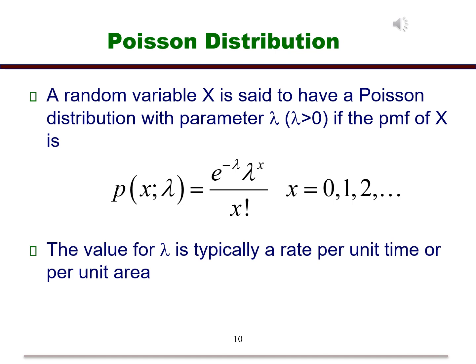Now to find probabilities, we will just plug in x and lambda into the formula on the slide and solve it. Note that the denominator is x factorial. This is just the product of x and all of the integer values less than x down to 1. Most statistical packages can be used to find these probabilities. Let's look at an example.